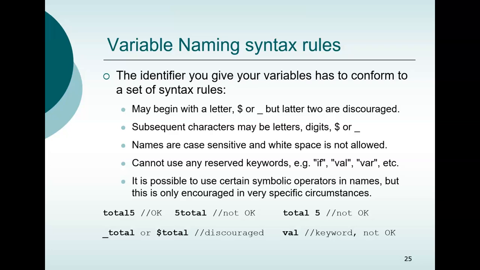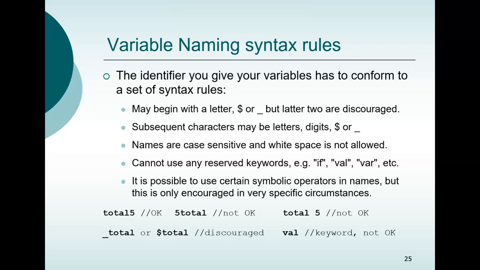Below you can see the variable name total5. It begins with a letter and ends with a digit. It's acceptable, but you can't begin a variable name with a number. So the second one, 5total, is not okay. It will give you an error. The third one, you have total space 5. You have put a white space between total and 5, so it's not acceptable. Either you combine total and 5, or we can say total underscore 5.